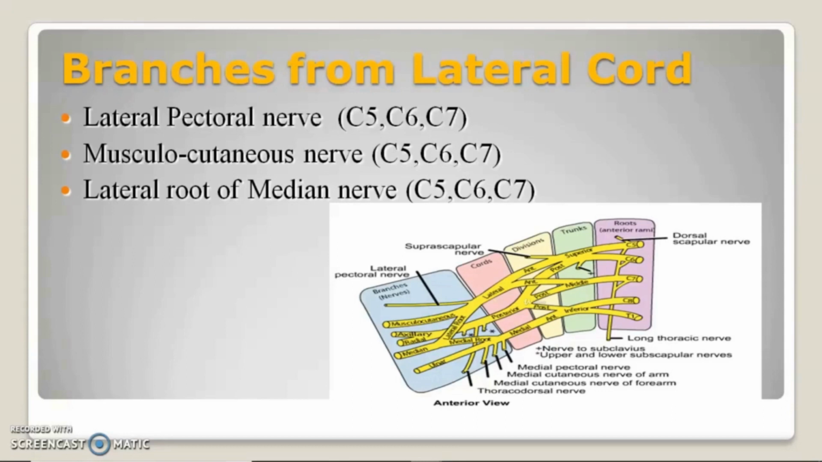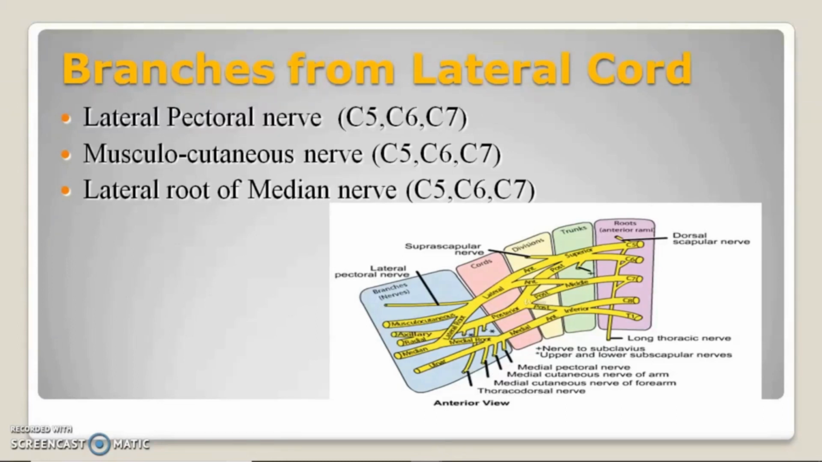Now you can remember this with a mnemonic called LML. L for lateral pectoral, M for musculocutaneous and L for lateral root of median nerve. Lateral pectoral nerve carries fibers C5, C6 and C7. Same in the case of the other 2 nerves also; they also carry C5, C6 and C7 nerve fibers along their course. So these are the 3 branches of the lateral cord.